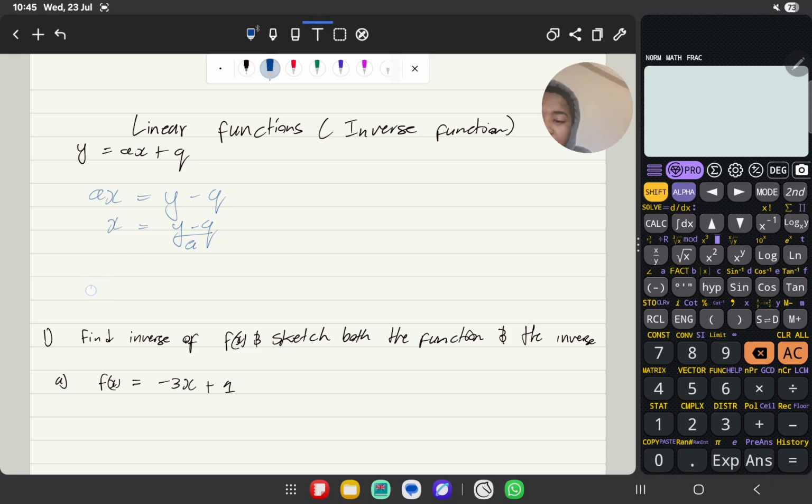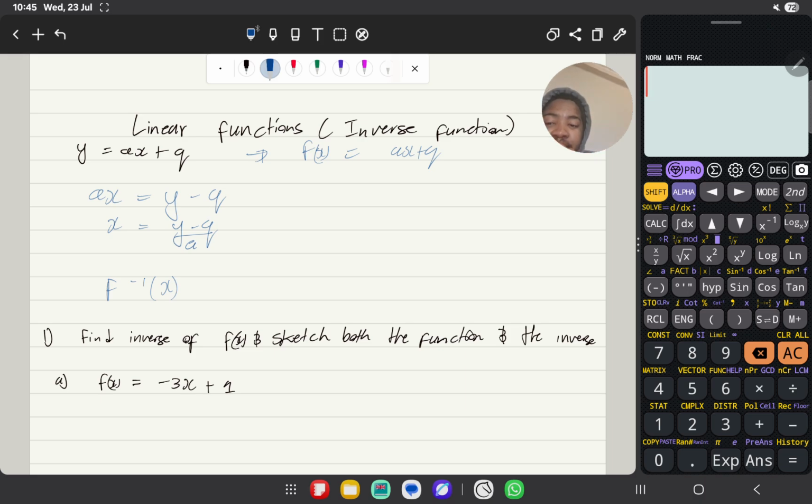So then what I would do is I would say f of x. For functions, remember this, I can write it as f of x equals ax plus q. Now when I have my x as the subject of the formula, the next step is I would say f inverse. This is how you can see that this is an inverse function without people saying, okay, here's an inverse function.